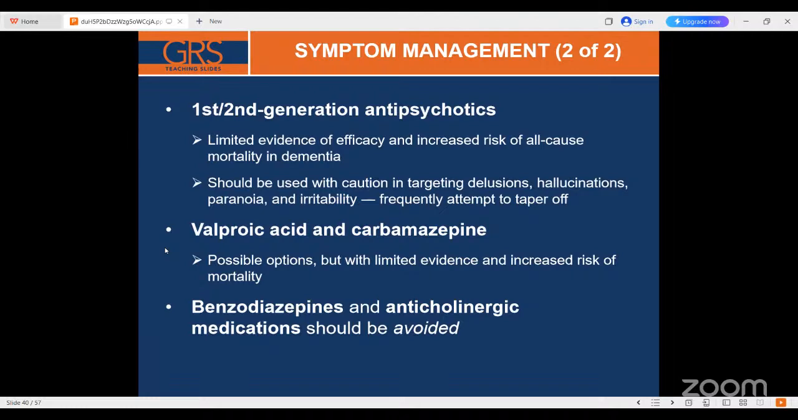They have limited evidence of effectiveness and increase the risk of all-cause mortality in dementia. They should be used with caution, targeting delusions, hallucinations, paranoia, and irritability. Lastly, we have valproic acid and carbamazepine, a possible option, but with limited evidence, and it increases the risk of mortality. And finally, benzodiazepines and anticholinergic medications should be avoided.